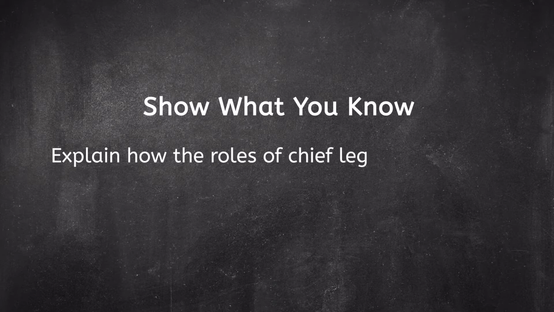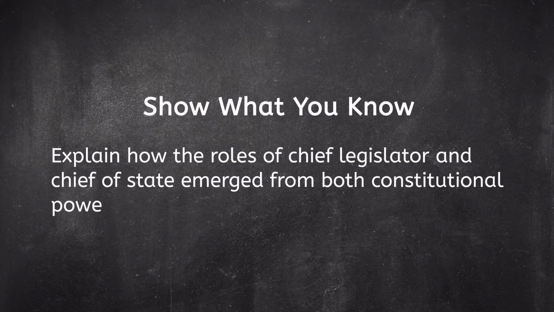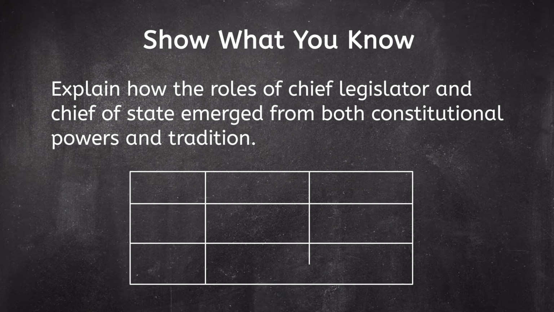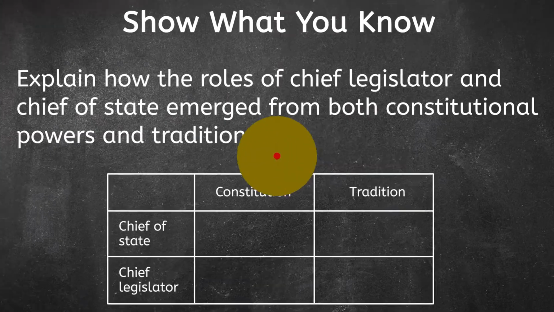Time to show what you know. First, explain how the roles of chief legislator and chief of state emerged from both constitutional powers and traditions. Check out my table. Please set one up like it in your notebook and put your answers in the appropriate section of the table. Now let's look at presidential roles that were created purely through tradition.